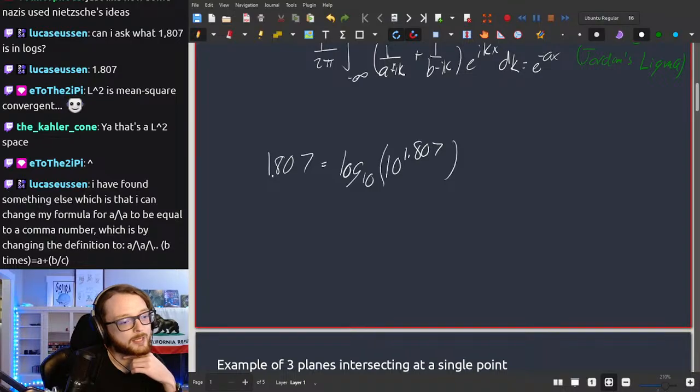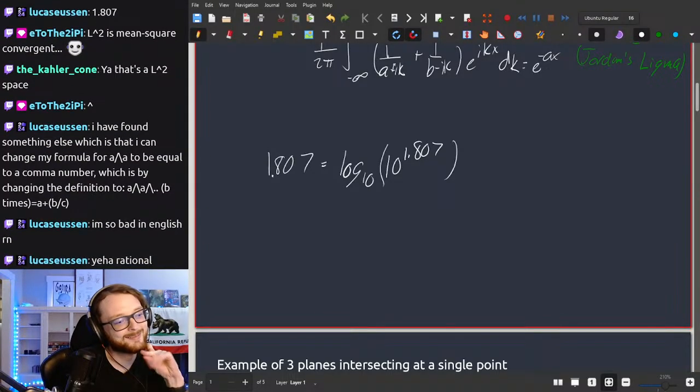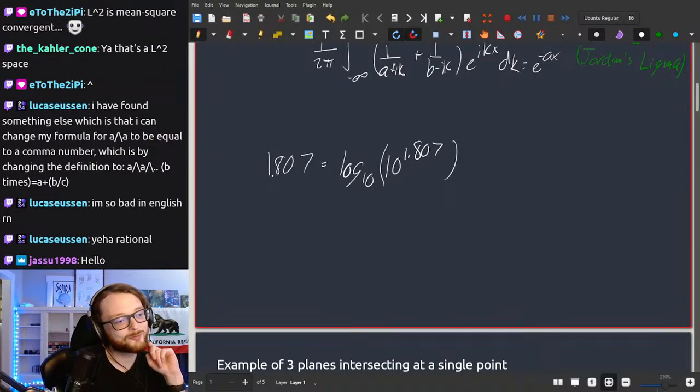Change my formula for a wedge a to be equal to a comma number, to be able to get like, I guess, rational numbers. No worries. Yeah, I guess you'd be restricting yourself to only certain types of rational numbers depending on your choice of C though. Like if you choose C equals 2, you might not ever be able to make 1/3 or something like that.